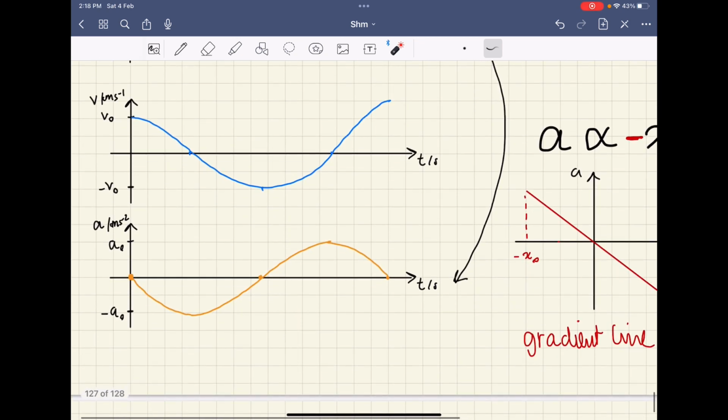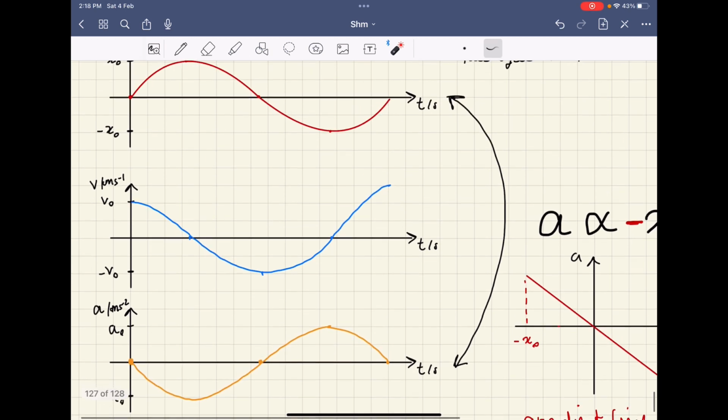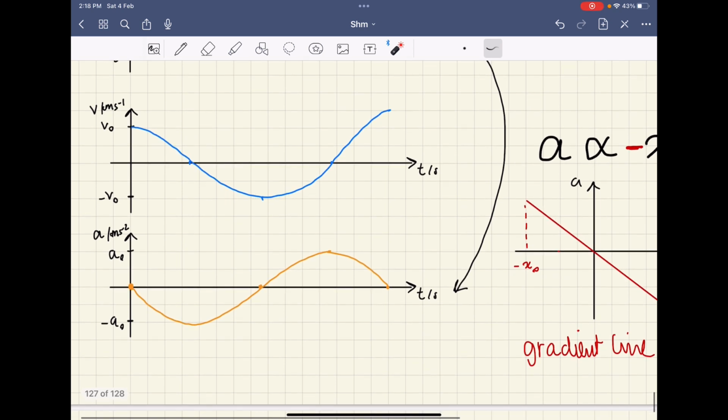And this is purely because according to Newton's law, we know that F equals ma. And once again, we can see that a is proportional to the displacement, and hence F is also proportional to the displacement, but in the negative sense.